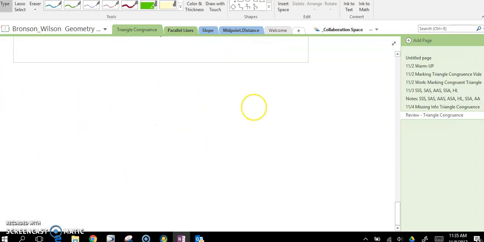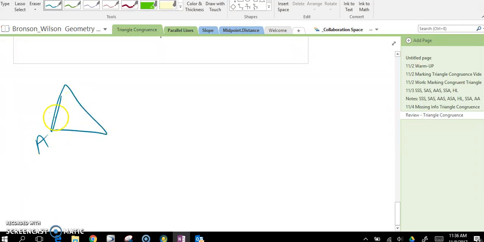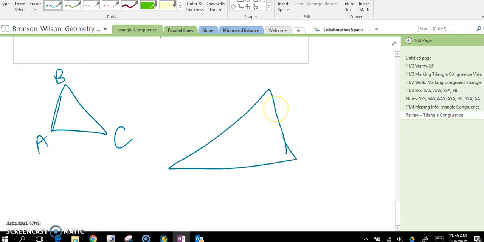Okay, now let's look at another one. If we have triangle ABC and triangle YXZ, we want to find the value of x that makes this a true statement.